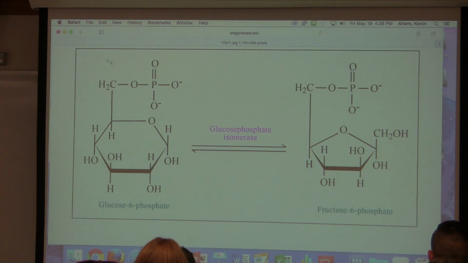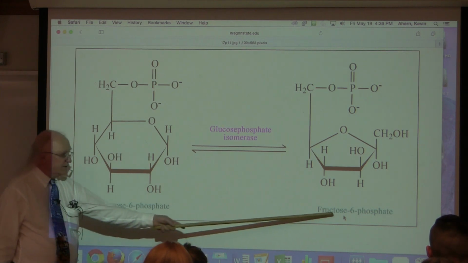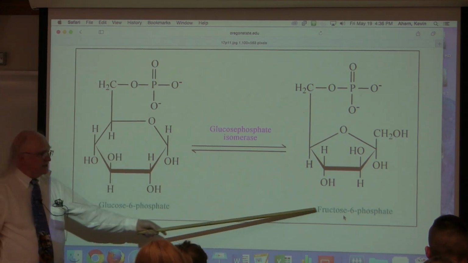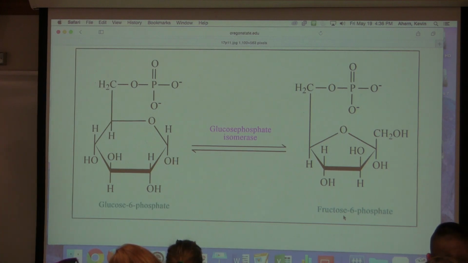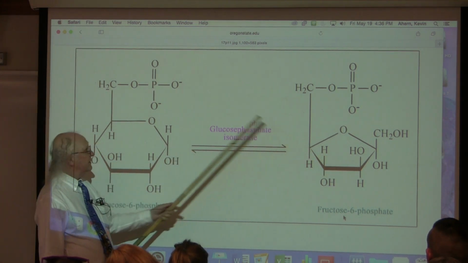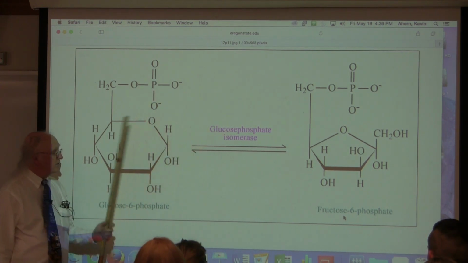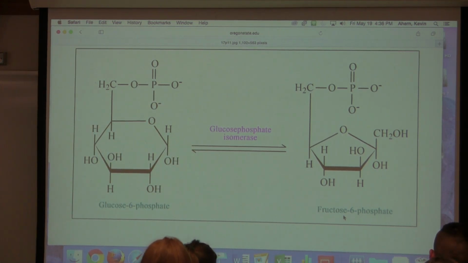G3P is glyceraldehyde 3-phosphate. G6P is glucose 6-phosphate. You can also call fructose 6-phosphate F6P if you want. So that's G6P and F6P. This is a simple rearrangement. We're going from glucose 6-phosphate to fructose 6-phosphate. Nothing else has changed. There's glucose phosphate isomerase.